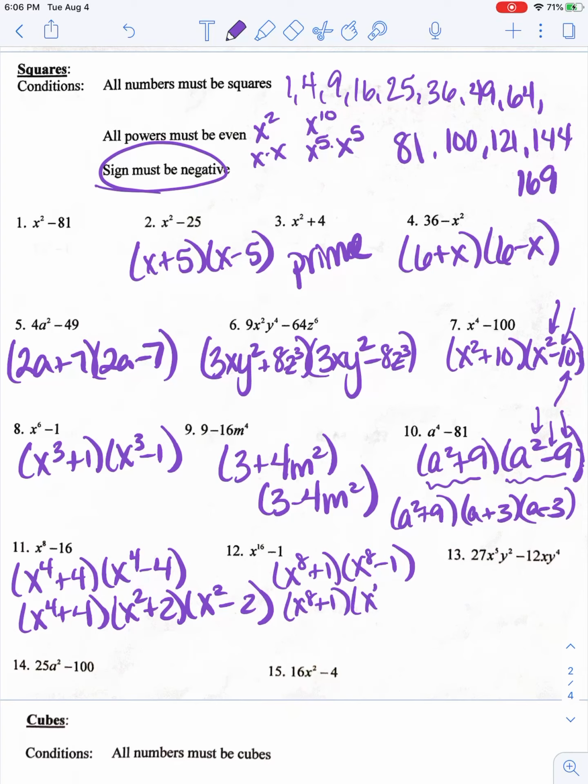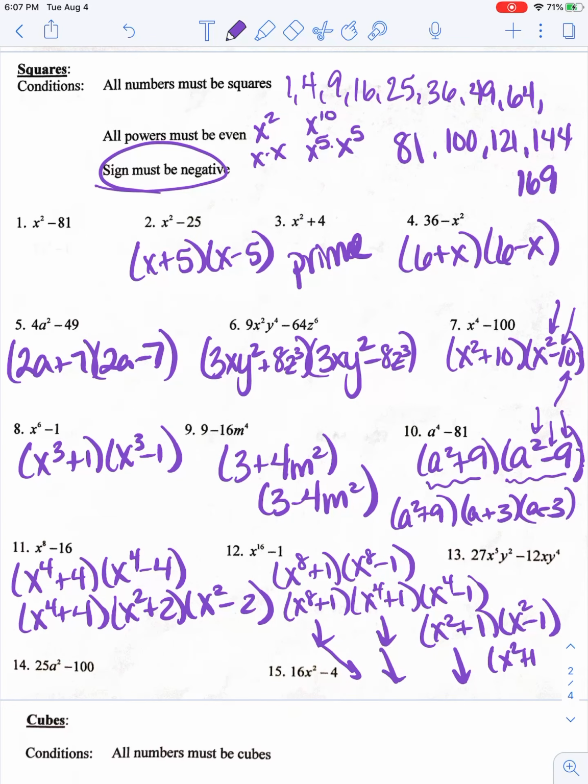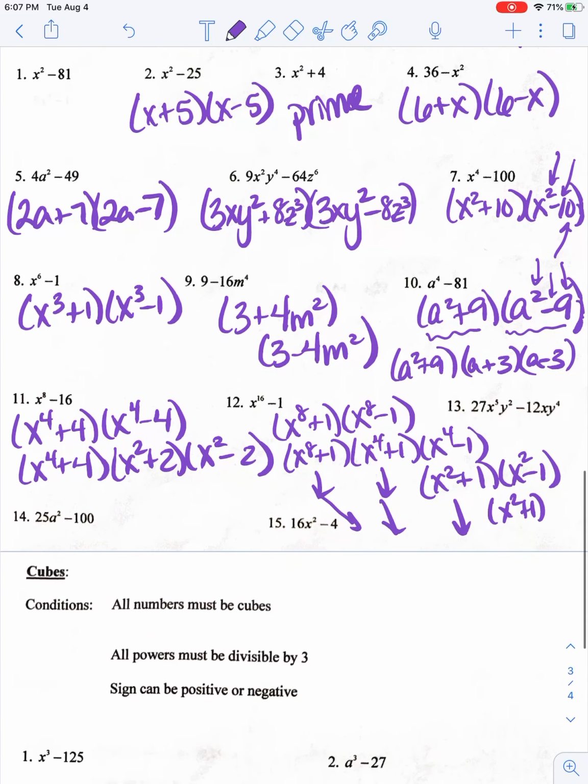Okay, he's done. This one can go to the 4th. Then this is done and this is done. This one can go again. And now he's done and he's done and he's done. And this one can go again.